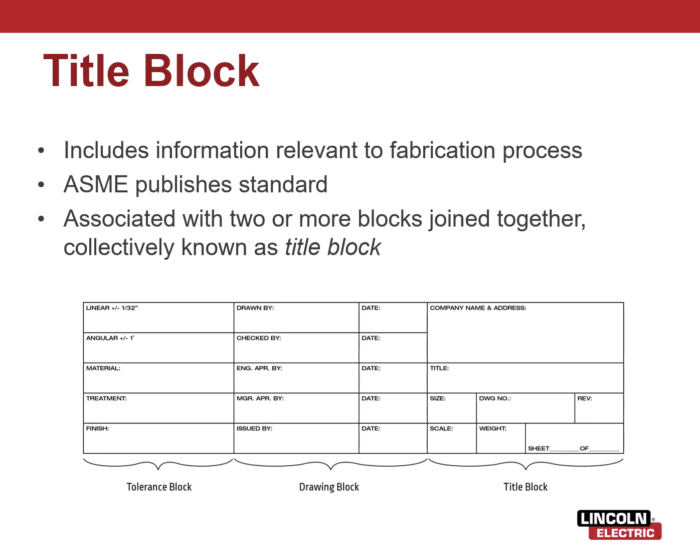So the first thing we'll look at is the title block. Right here on the right is an example of a title block. This is something that the ASME publishes standards on, kind of like the AWS or ANSI, entities like that, OSHA, right? Just another entity that makes standards. This is associated with two or more blocks joined together, collectively known as the title block.